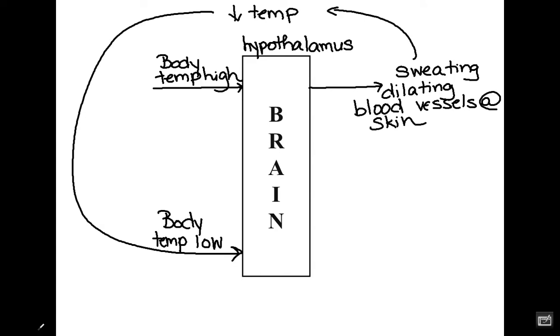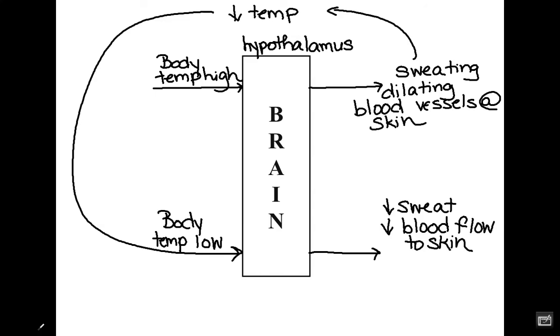Again, that's going to feed into the hypothalamus of the brain. And the hypothalamus, and this is an automatically generated response, it's going to decrease the amount that we sweat. It's going to decrease our blood flow to the skin. And we're going to try to actually generate heat to increase our temperature. And one of the ways we do that is through shivering.